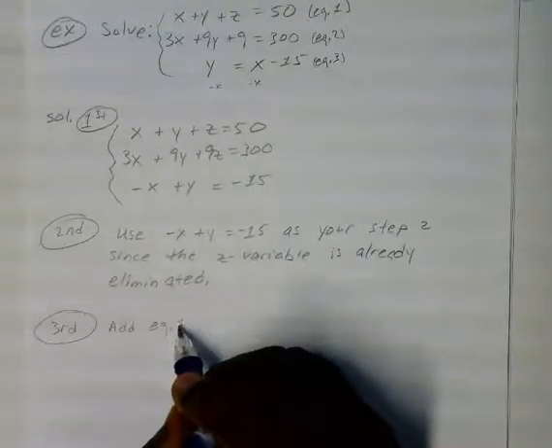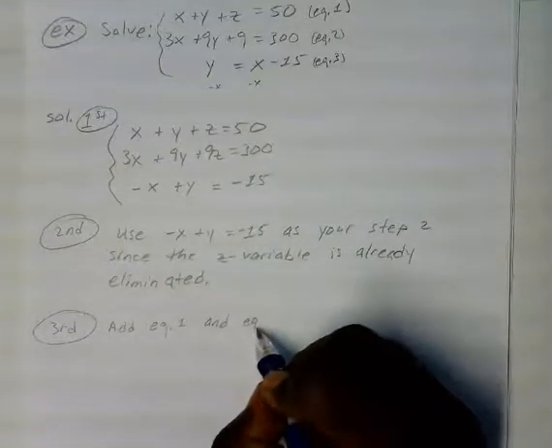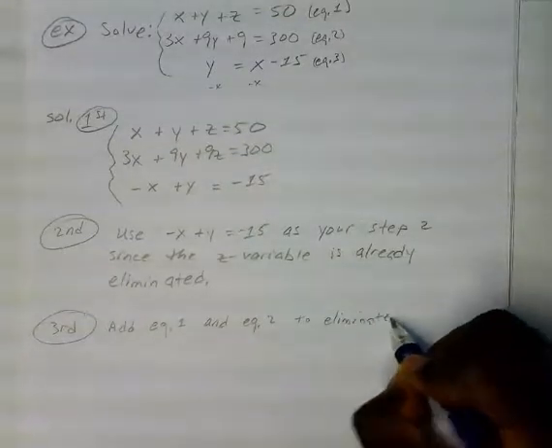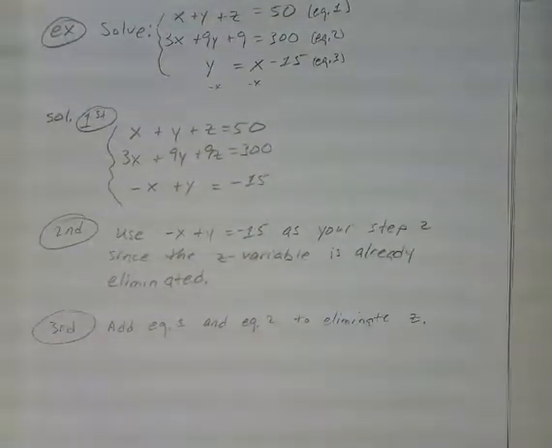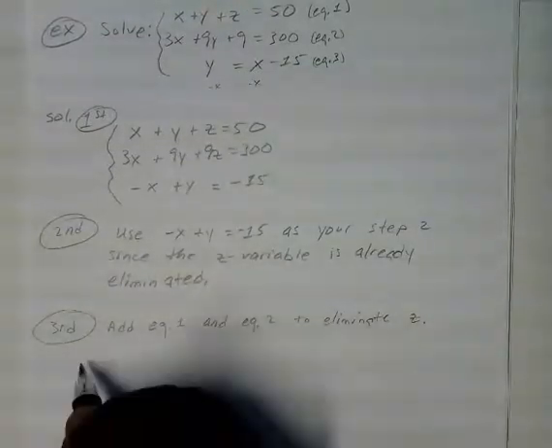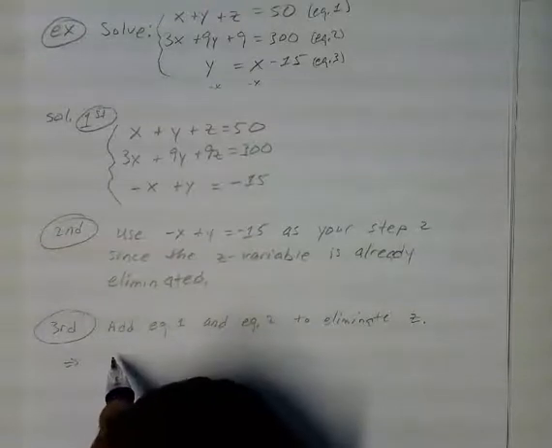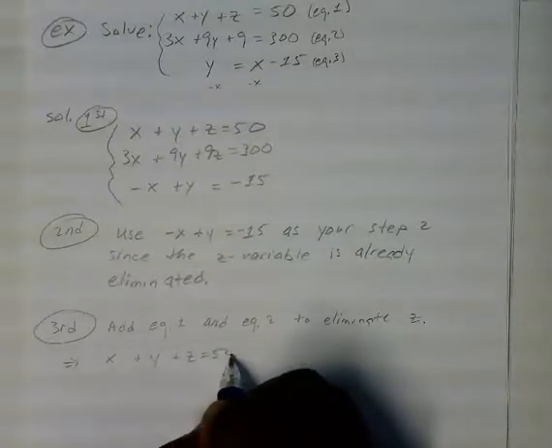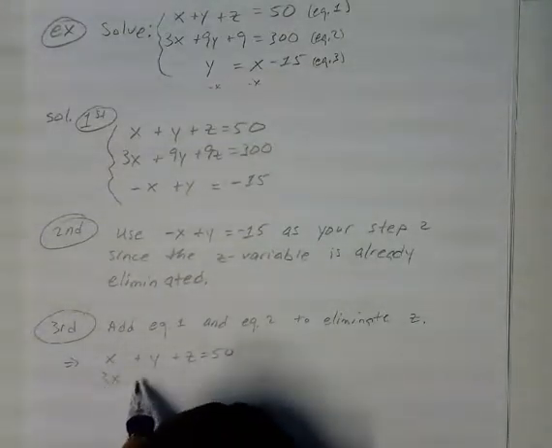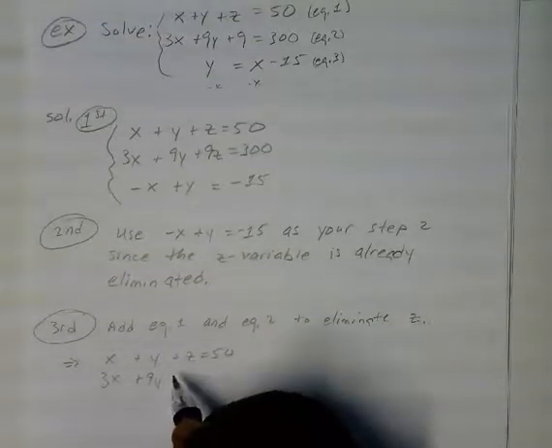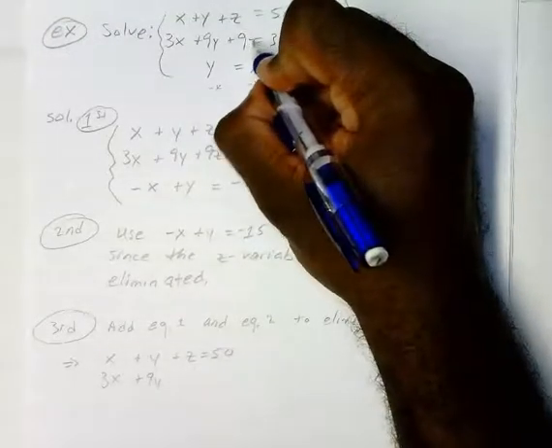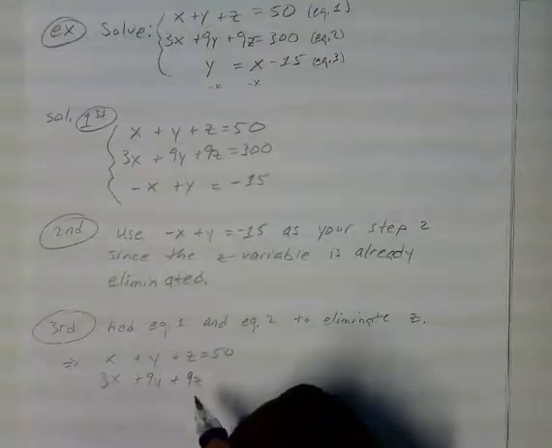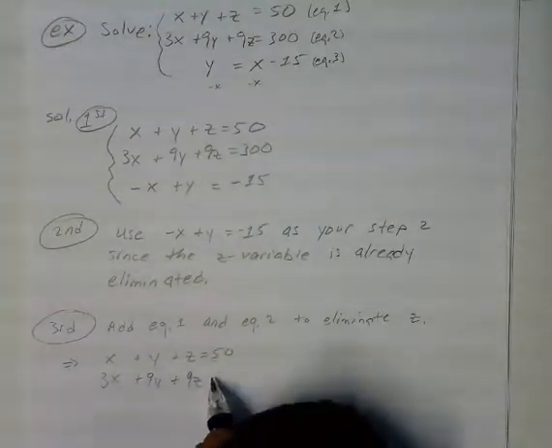So add equation 1 and equation 2 to eliminate z. Okay, so that means we have our equation 1, x plus y plus z equals 50, and our equation 2 is 3x plus 9y. Oh, that should have been 9z up there. I'm pretty sure some of you were yelling, "You forgot the z! You forgot the z!" I felt the vibes again. Plus 9z equals 300.